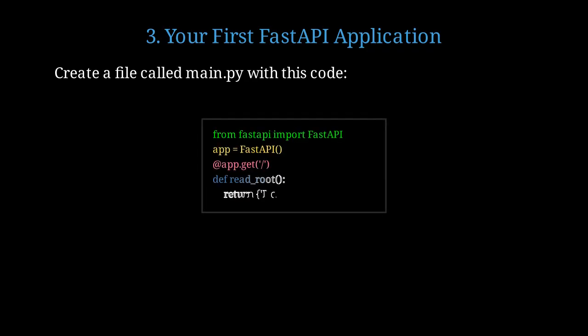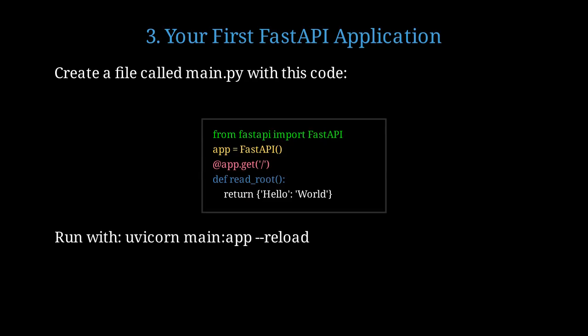Let's create a simple FastAPI application to understand the basics. Start by creating a new Python file called main.py. This minimal application imports FastAPI, creates an app instance, defines a route at the root path, and returns a simple JSON response. Run your application using uvicorn main:app with the reload flag for development.